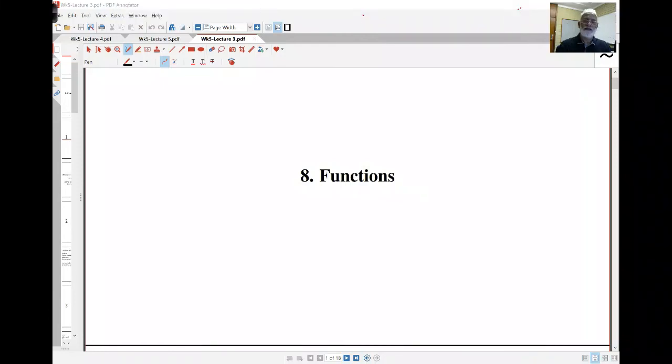Hello again. In this lecture, we look at functions. Functions are a tool in mathematics used to describe relationships between variables. This is a very important part of mathematics. Everything's based around these. You will have seen some of these before. I will extend the ideas that you have seen before.